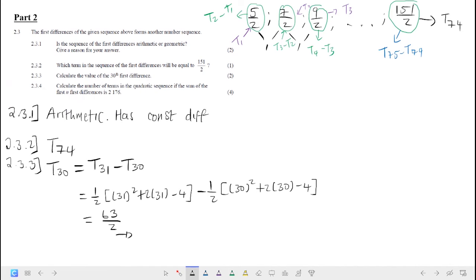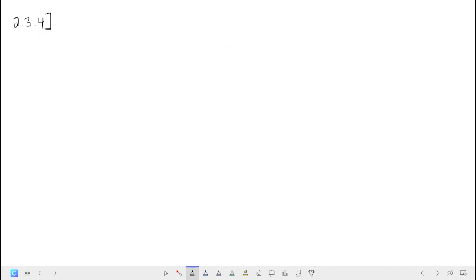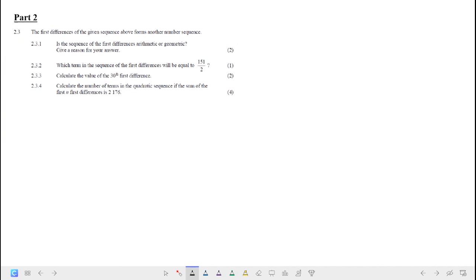Now 2.3.4 says calculate the terms in the quadratic sequence, if the sum of the first n first differences is 2176. So we want to calculate how many terms are in the quadratic. Here's what you're trying to do: calculate the number of terms in the quadratic, given that the sum of the first differences is 2176. So here we're going to use the arithmetic sequence.